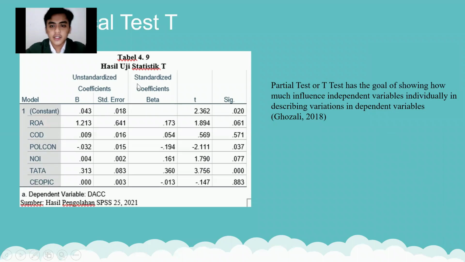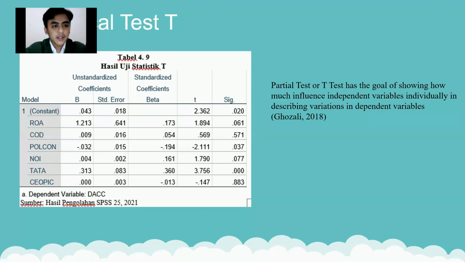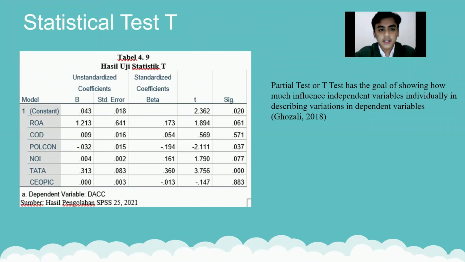And next one is adjusted R-square or coefficient of determination. The result of regression statistical output in this study obtained an adjusted R-square figure of 0.233. This means that the independent variable can explain the movement patterns of the dependent variable by 23.3%, while the remaining 76.7% is explained by other free variables.